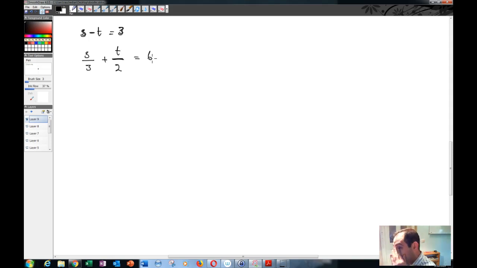What you can do in order to make things a little bit simpler is multiply all of the terms in number 2. Let's call this number 1 and number 2. In number 2, you can multiply everything by a factor of 6 in order to get rid of these two denominators. So I'm going to write this as 6 times s divided by 3 plus t divided by 2 is equal to 6.